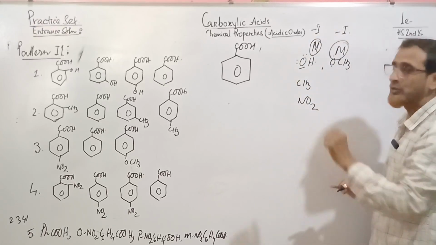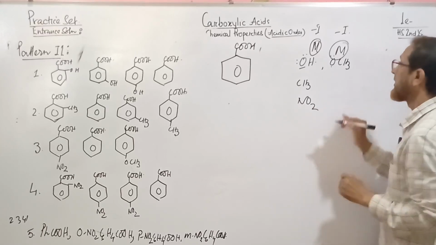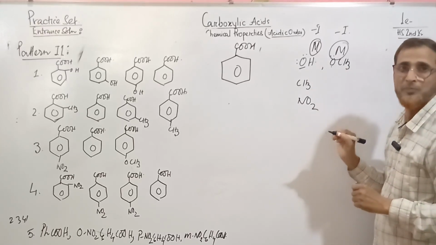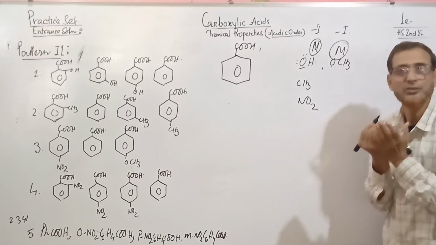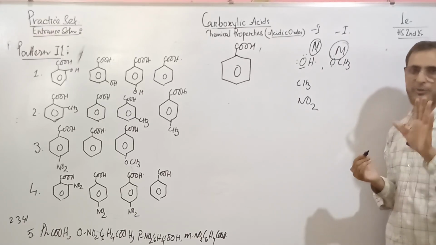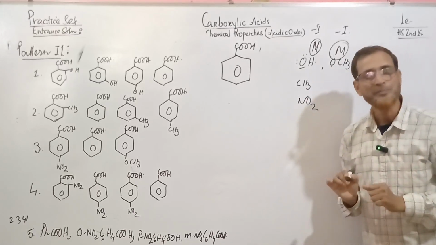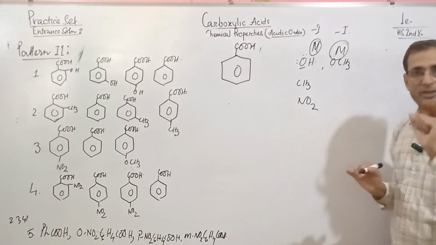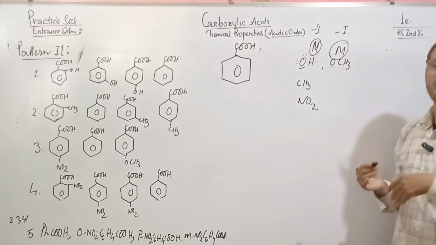So if two effects come into play, what happens? If the mesomeric effect is more, then acidity is less, and if minus I effect is more, then acidity will increase. This is the fact. You just keep it in your mind. If mesomeric effect is prominent, then the acid will be weak. If minus I effect is prominent, then the acid will be stronger.